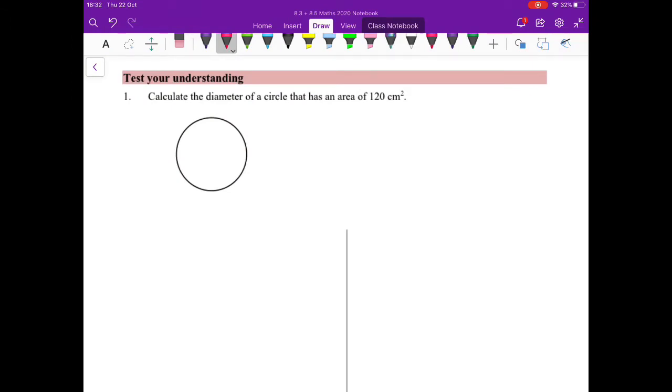Let's go through the first question in Test Your Understanding. Calculate the diameter of a circle that has an area of 120 square centimeters. Now remember I said when you see a circle, you write down your two formulae: pi d, that is circumference, and pi r squared for area. We have got area, so I'm going to be using this formula.